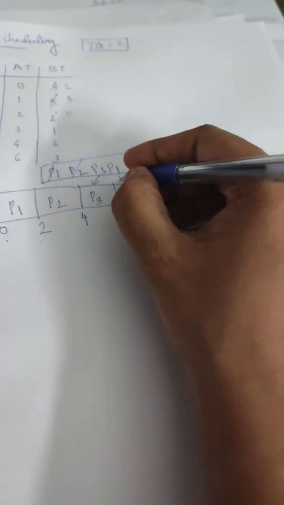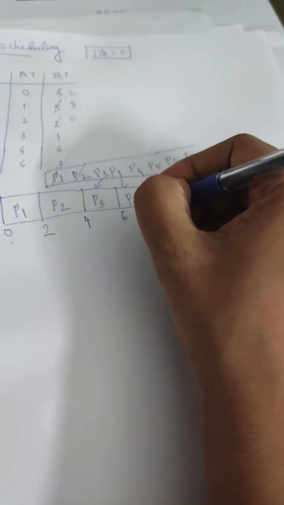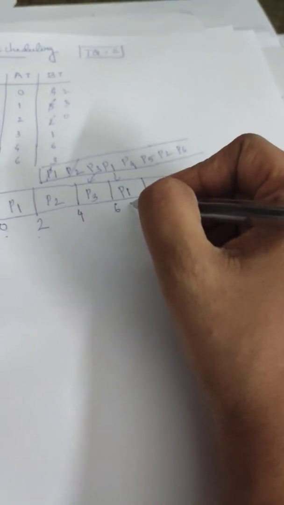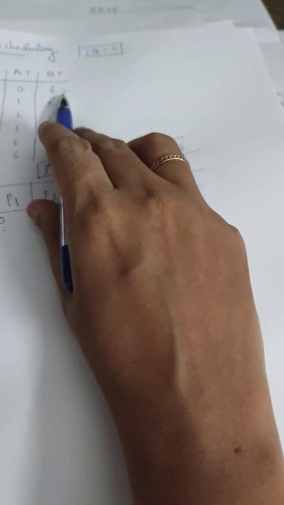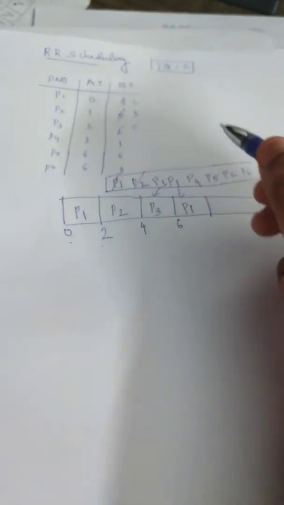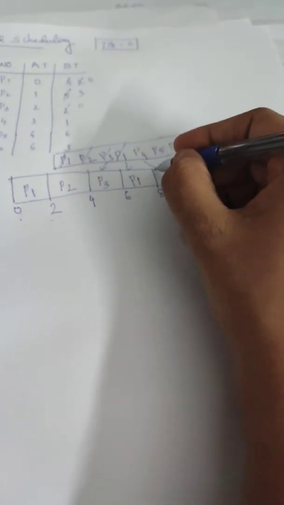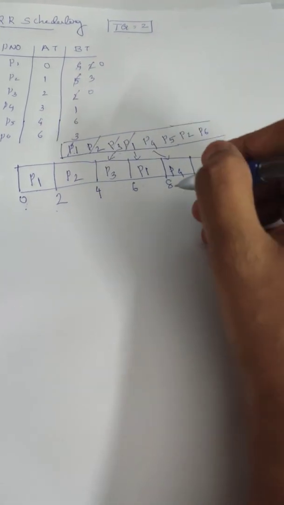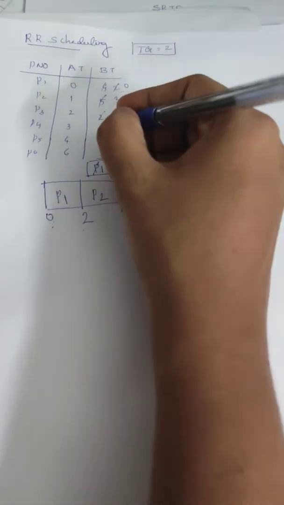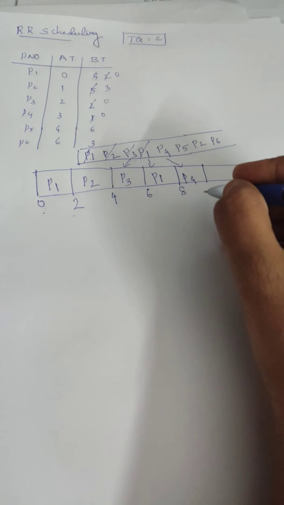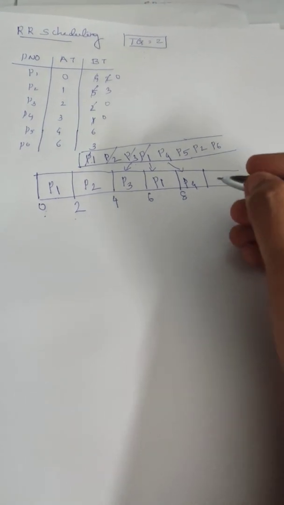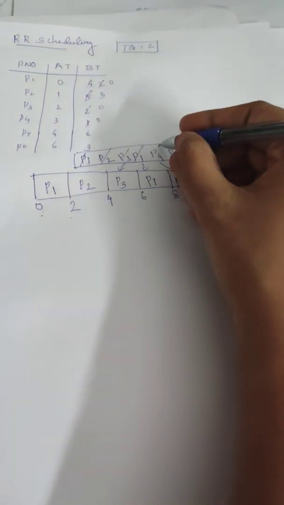Now you assign P1. The remaining time of P1 is 2 and the time quantum is also 2, so you take 2 milliseconds and P1 will get over. Then you assign P4 in the Gantt chart. P4 needs only 1 millisecond. So even though the time quantum is 2, it needs only 1 millisecond for its execution, and P4 will get over.